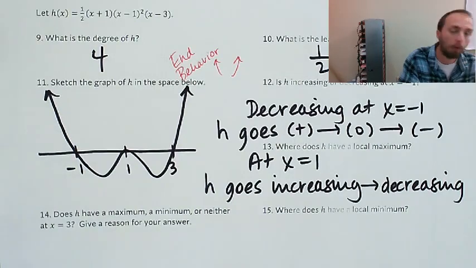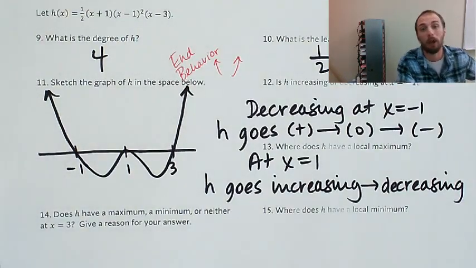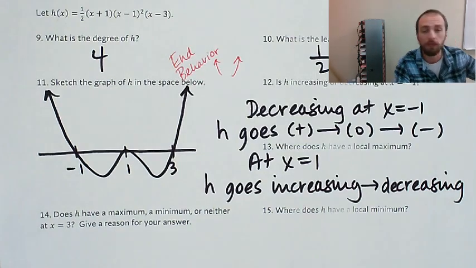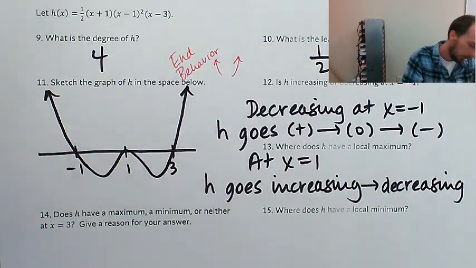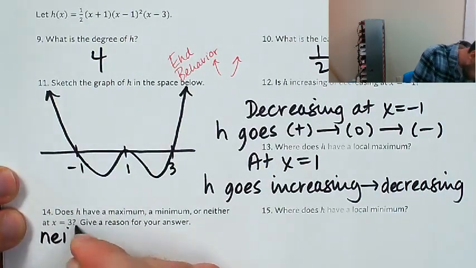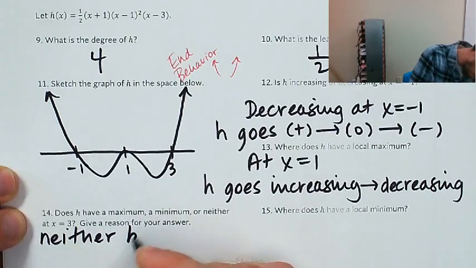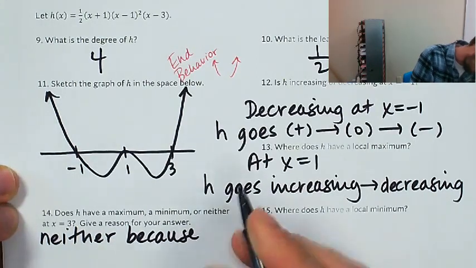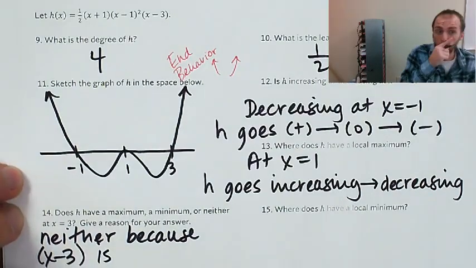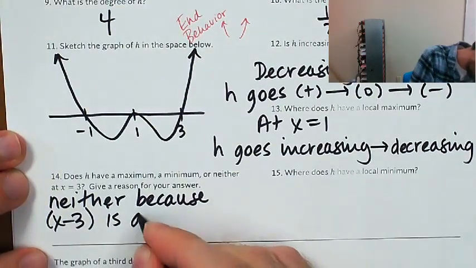We know that at a single root of a polynomial, there's always going to be, at any odd root, a sign change, and with this single root, it's just going to pass through confidently. So h has neither, because x minus 3 is not a double root, because it is a single root.